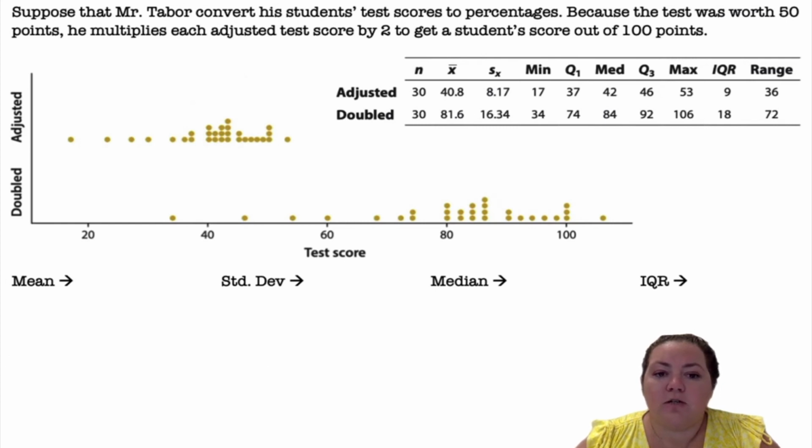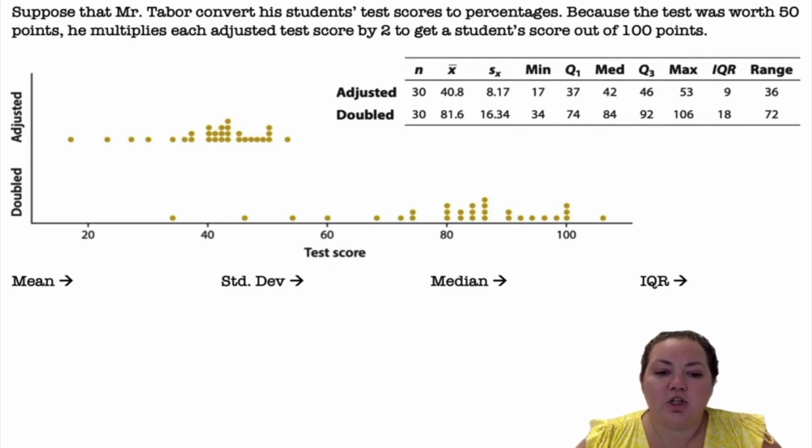All right, suppose that Mr. Tabor converts his students' test scores to percentages. Because the test was worth 50 points, he multiplies each adjusted test score by 2 to get the student's score out of 100. So we just doubled it. And you can see the dot plot, how it changed when I doubled things, and the summary data.